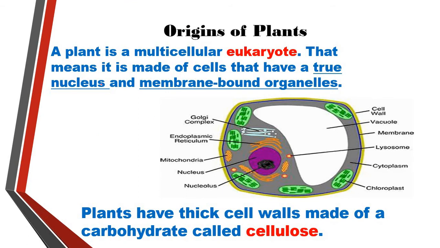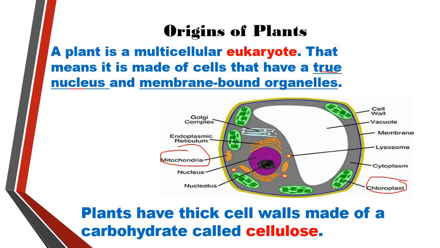First, plants are made from cells known as eukaryotic cells. Plant is a multicellular organism made from eukaryotic cells. Eukaryote means that it's made from cells containing a true nucleus and membrane-bound organelles, like the mitochondria and chloroplast.